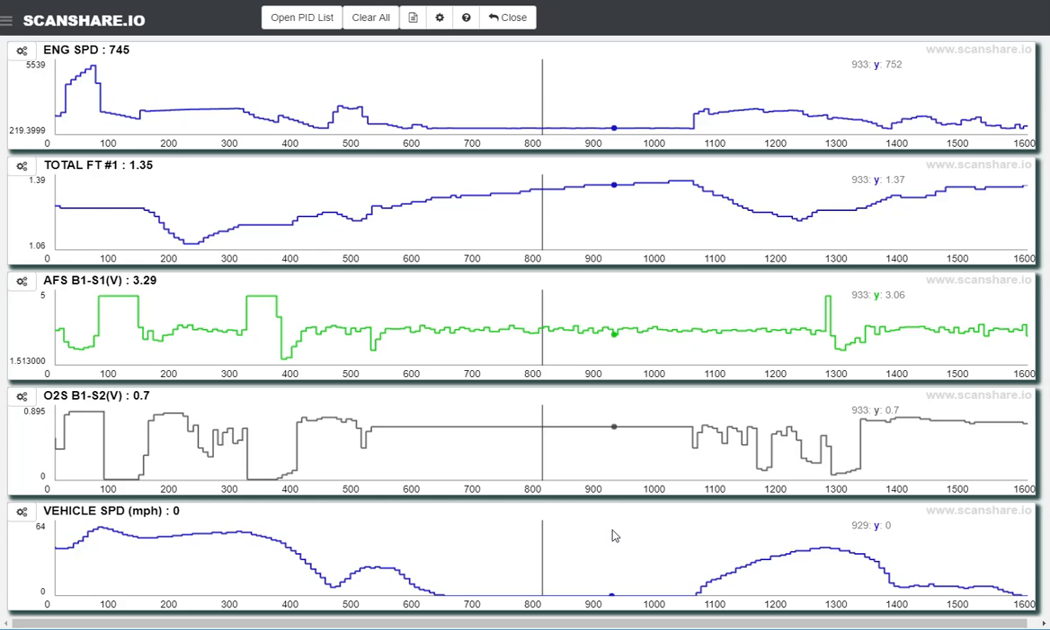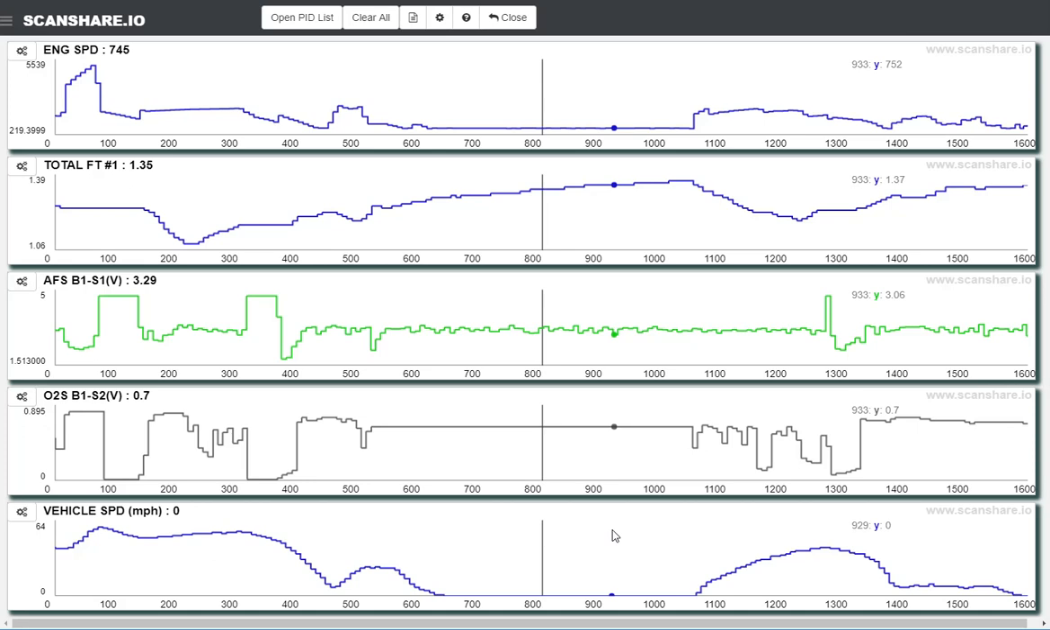All right, so we are in this whole section here. We are sitting at a stop sign or sitting somewhere in park. And I like that because that gives me an idea what fuel trim looks like at idle. And so we're at 745 RPM, sitting at a stop sign. Total fuel trim correction is 35% positive. That's a bunch of correction. So I don't like that.